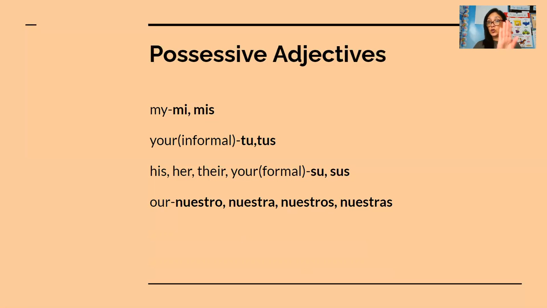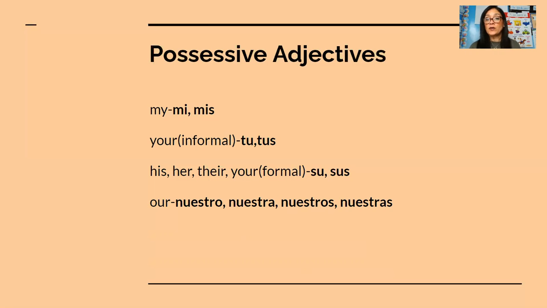If I say your marker, tu marcador, and this is your informal. If I say your markers, tus marcadores. So we make the possessive adjective plural if what we own is plural, more than one.